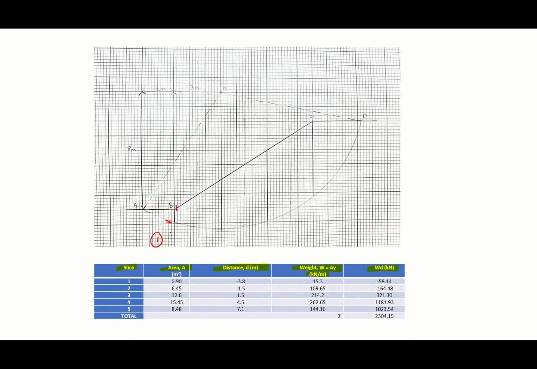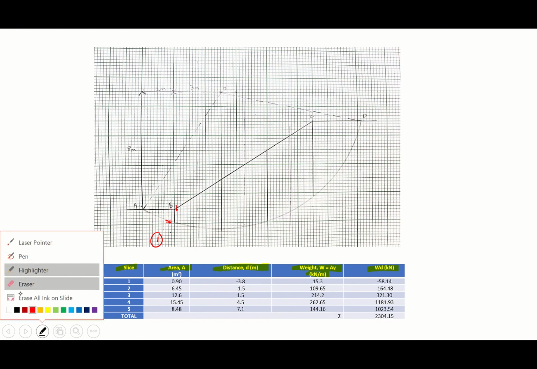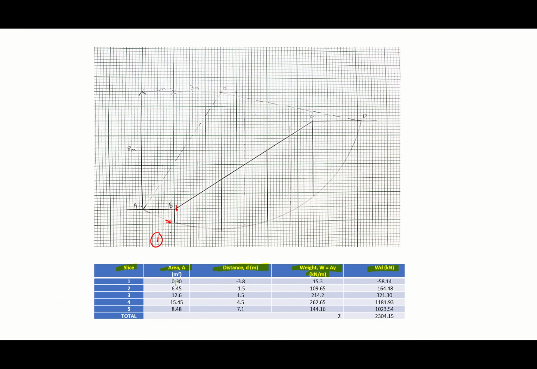So you get the value for area. It is shown in the table, the value for each area. For area number 1, of course you need to calculate this one first by using the simple mathematic area equation. So area number 1 we get 0.90, area number 2 is 6.45, area number 3 is 12.6, area number 4 is 15.45, and area number 5 is 8.48.